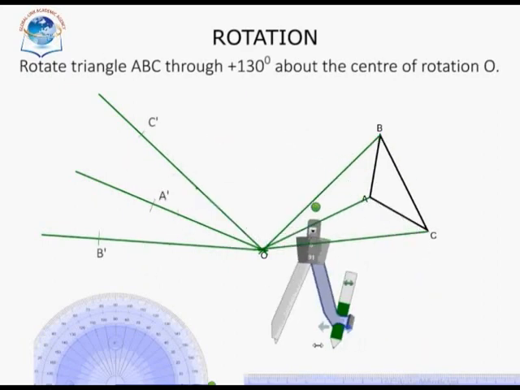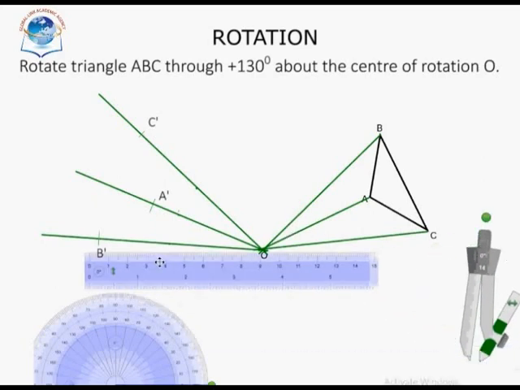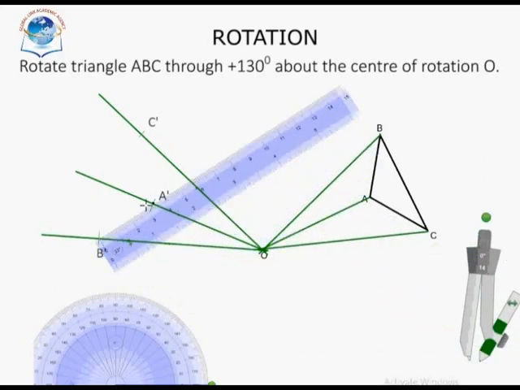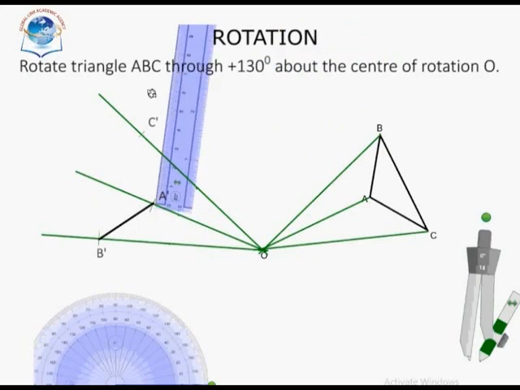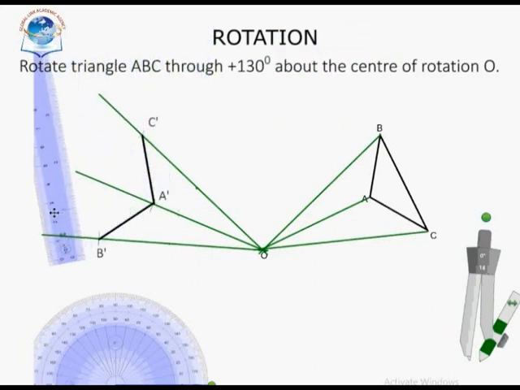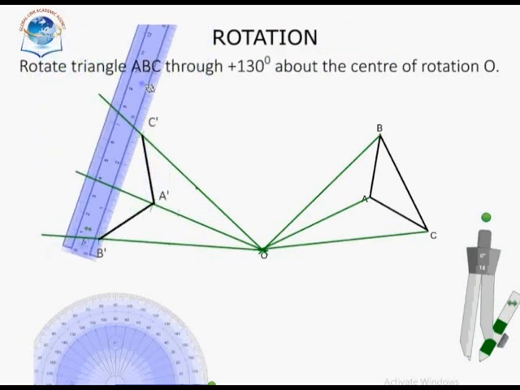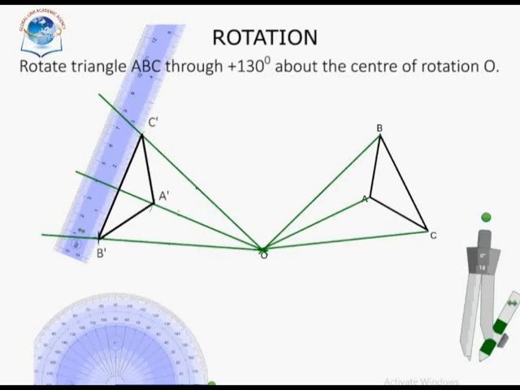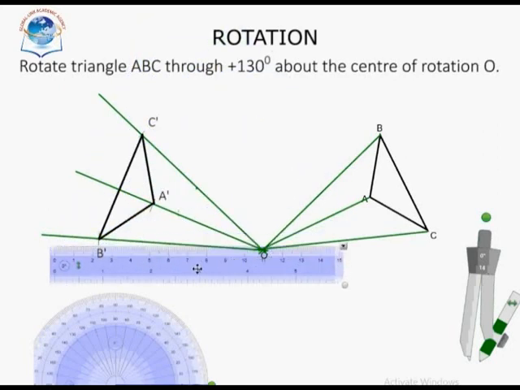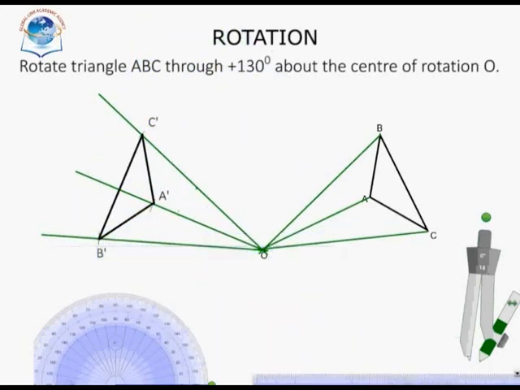And now all we have to do is join points A prime, B prime, and C prime. And that is the image of triangle ABC under rotation of positive 130 degrees about the center of rotation O. As you can see, the object and the image are the same size and shape.